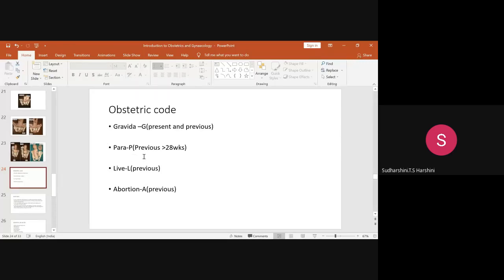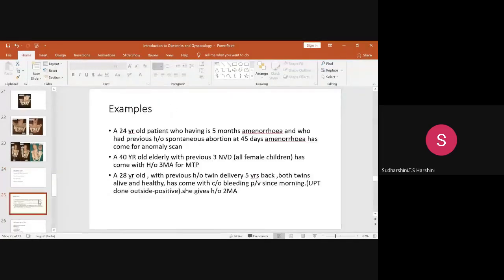Para means previous pregnancies that have crossed 28 weeks, irrespective of whether the baby is alive or dead. So she would have had a delivery at 8 months amenorrhea previously, but the baby would have died after 1 day. That pregnancy you have to count. See, para, live, and abortion, you have all these three, and they denote only the previous pregnancies. Gravida includes both the present and the previous. I'll give you examples.